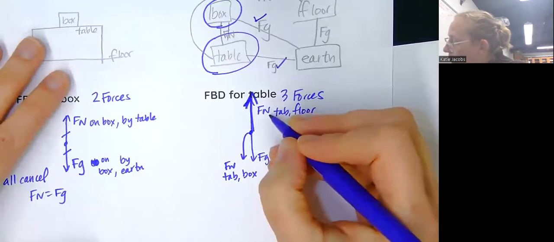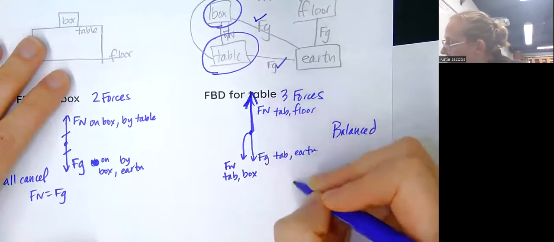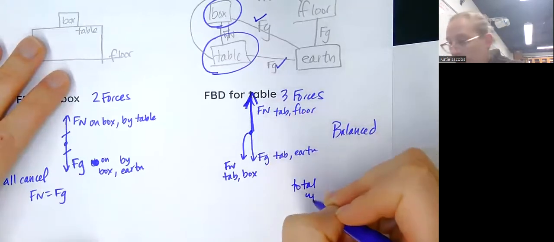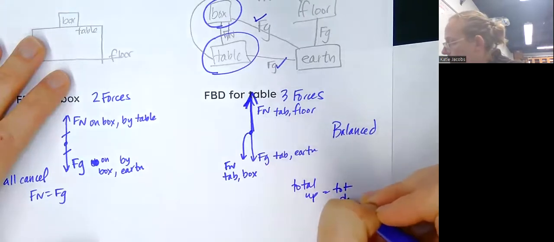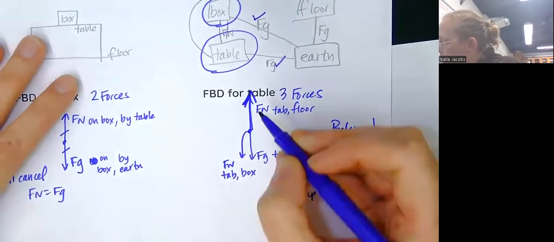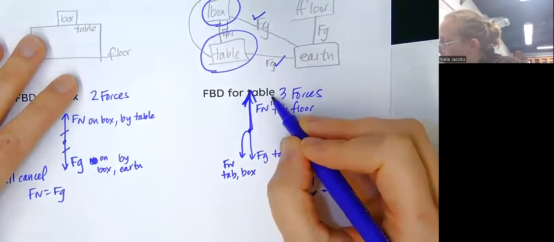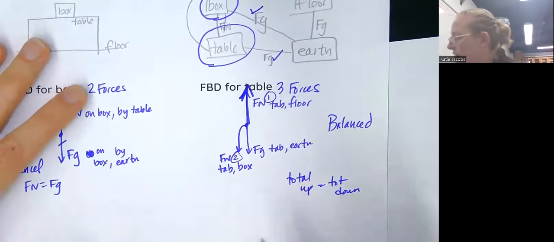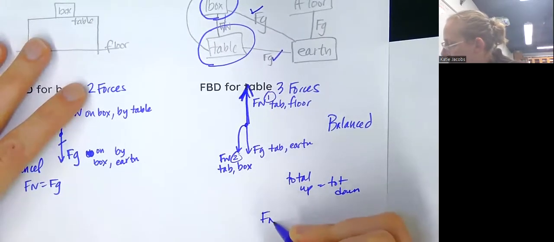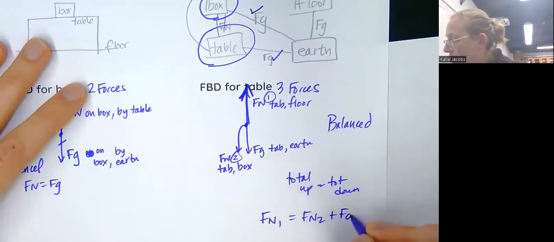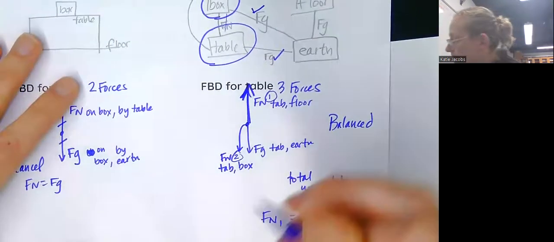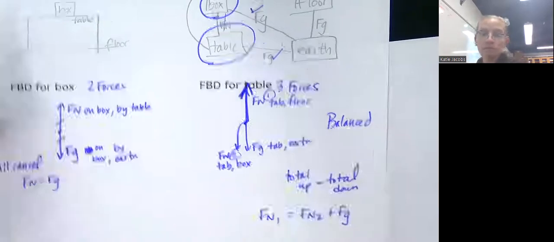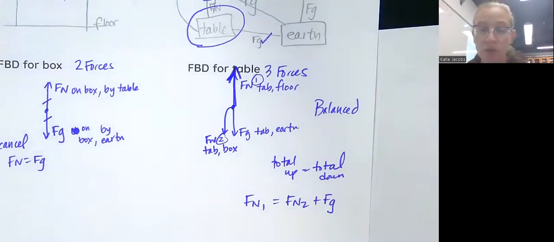So I'm going to write total up equals total down. I'm going to call this one Fn1 and this one Fn2, just to distinguish between them in my force equation. So the one that is up, Fn1, is equal to Fn2 plus Fg, the 2 that are down. Okay, this is still a balanced force situation.